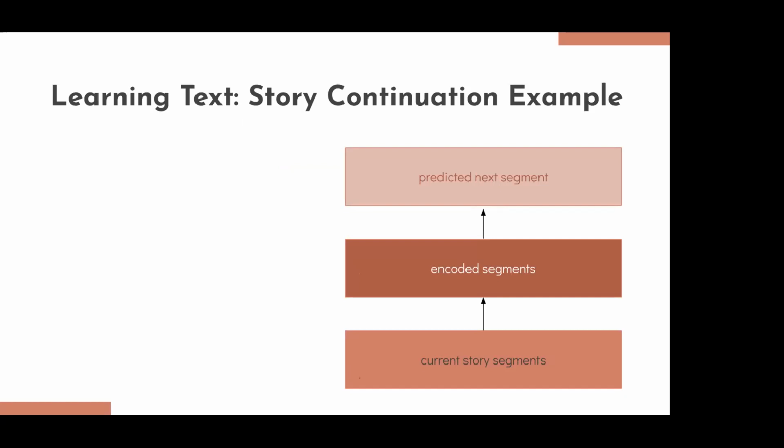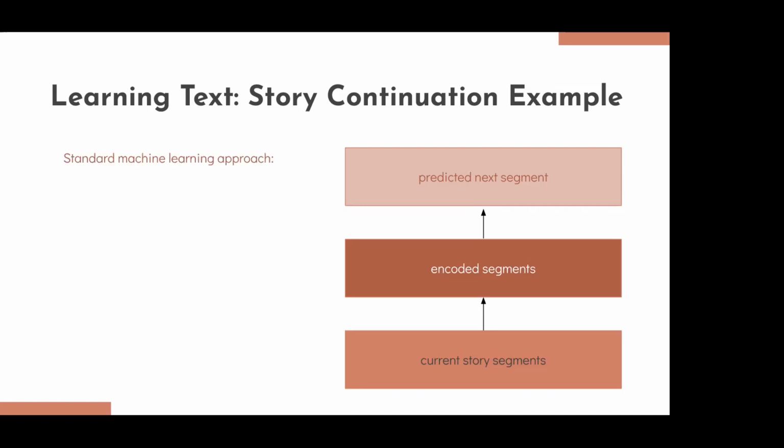Okay, so for this general model, I'll use an example from story continuation to illustrate how text gets represented. For story continuation, as I mentioned, you have an input that could be a story up to a certain point, so a set of story sentences. Your model encodes those story sentences in order to make a prediction for the next sentence or segment in the story.